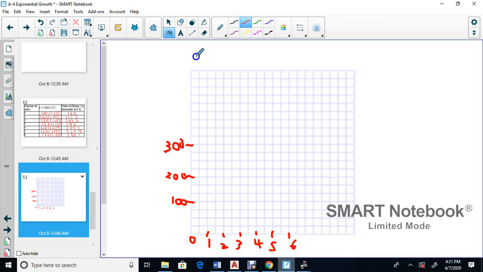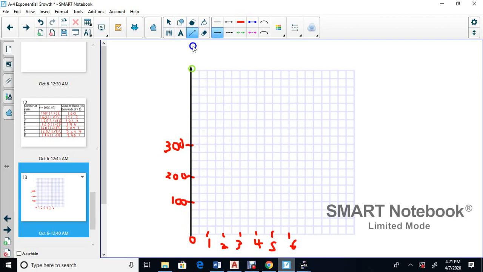Okay, we need some axes. So I'll use this here. We need an axis over here. And we need another axis coming across here. Okay, so we got our 2 axes drawn.